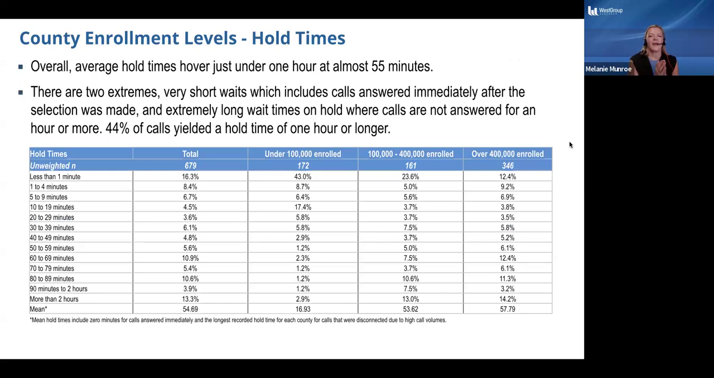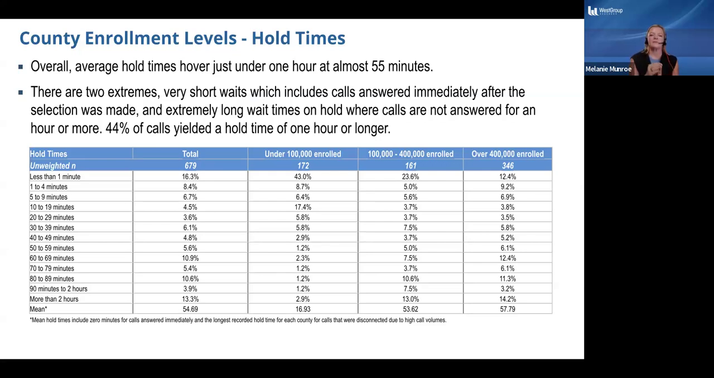Okay, so average hold time. This table shows the distribution of hold times as well as an average hold time in the last row. These averages are based on the actual time that we spent on hold. And for those calls that were answered immediately, those calls had 0 wait times. So the 0 wait was included in this average.